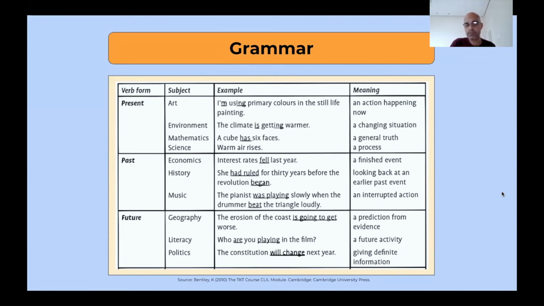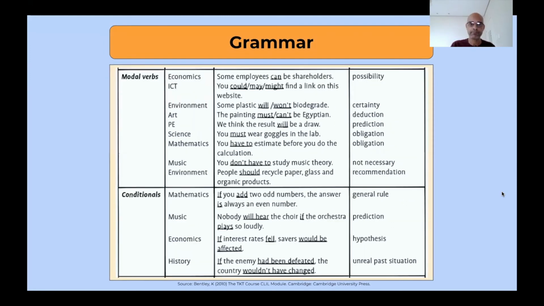Examples are important so that the students know when it is used, and also, of course, the meaning. So I don't really need to teach everything about the present, the past, and the future, but I do need to teach those uses that may prove to be relevant for the students to show mastery of that content area.